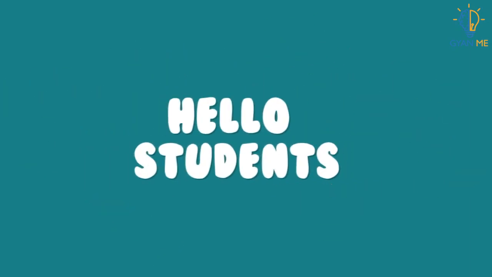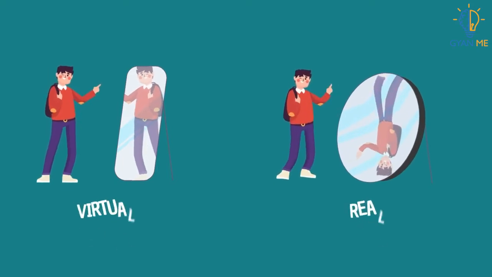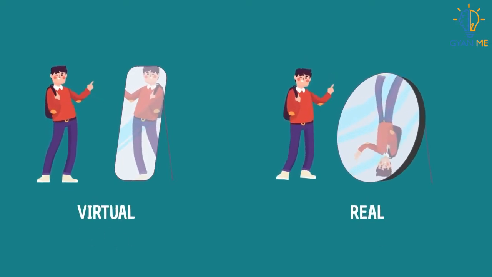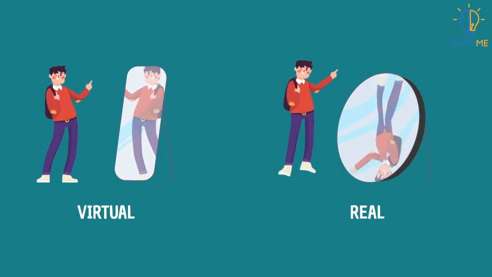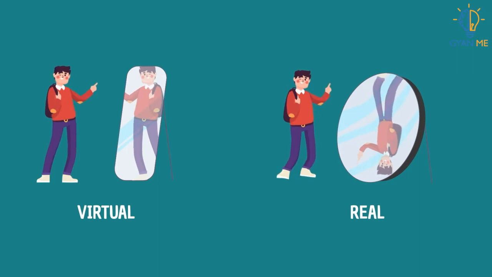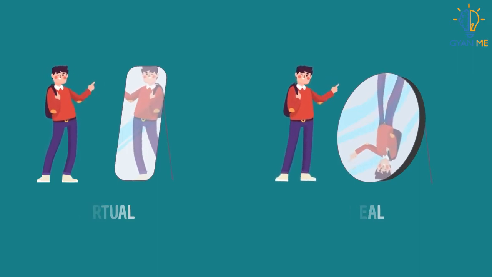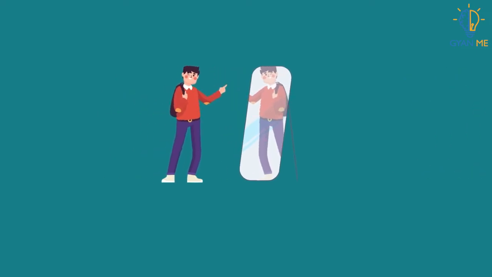Hello students! We already know that polished surfaces like mirrors form both real and virtual images of an object by reflection. Of what? Of light. But how formation of such images takes place, we will see in this video. Now observe your screen students, what you see.